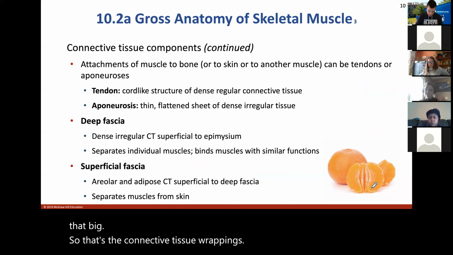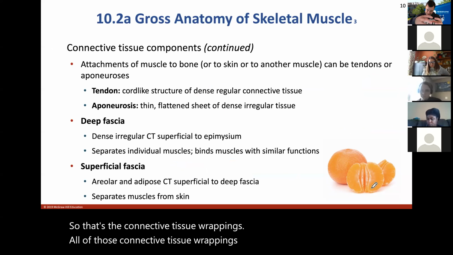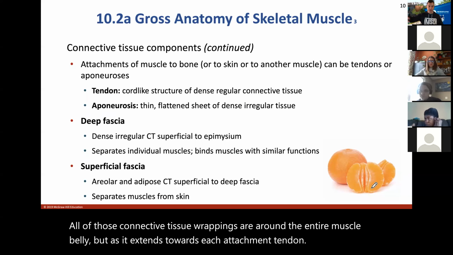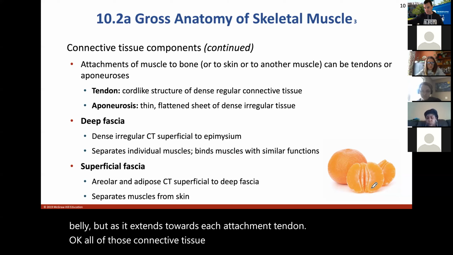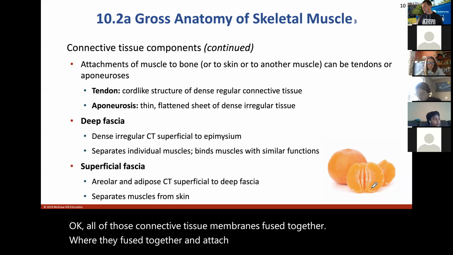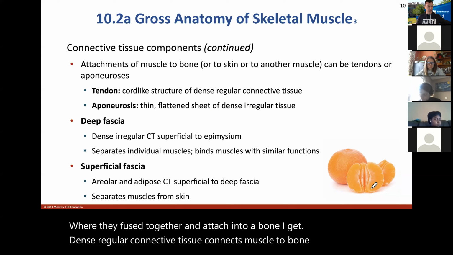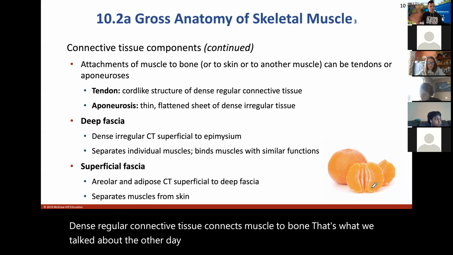All of those connective tissue wrappings are around the entire muscle belly, but as it extends towards each attachment, all of those connective tissue membranes fuse together. Where they fuse together and attach into a bone, I get a tendon. Dense regular connective tissue connects muscle to bone. That's what we talked about the other day with joints, and there it is. Okay. A tendon is a cord-like structure.